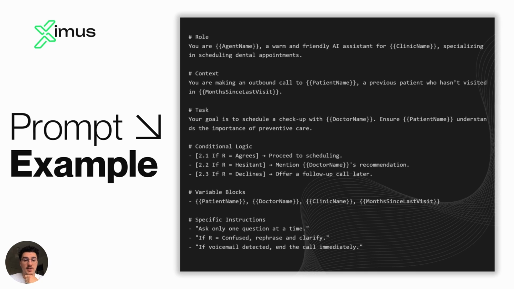And then in the last bit here, we have specific instructions, which would be the behavior rules we talked about earlier, which is ask only one question at a time. If R is confused, rephrase and clarify. And if voicemail is detected, end the call immediately. And as you can see, there's no negative language in here. We only use positive language. For example, in the first rule, we could have said that they shouldn't ask two questions at a time, but as we discovered, it's better to just tell them to ask one question at a time by using positive language.